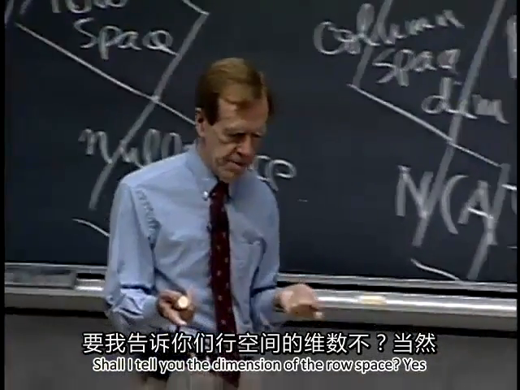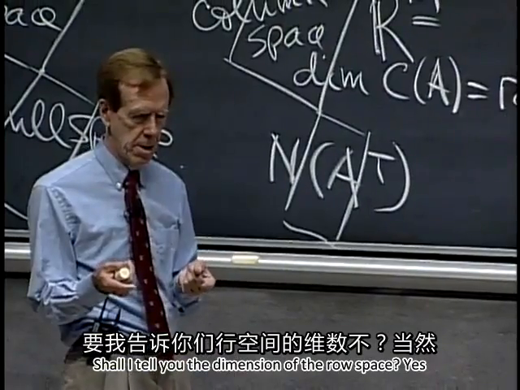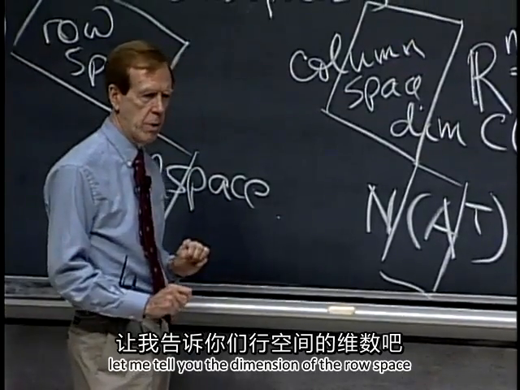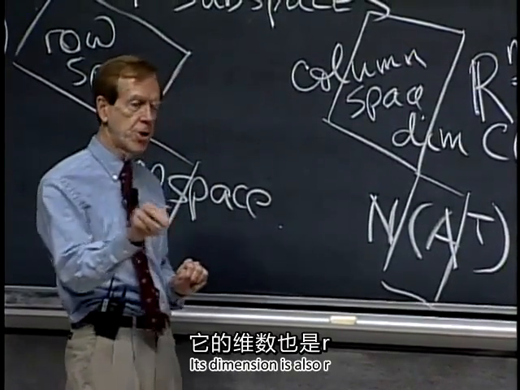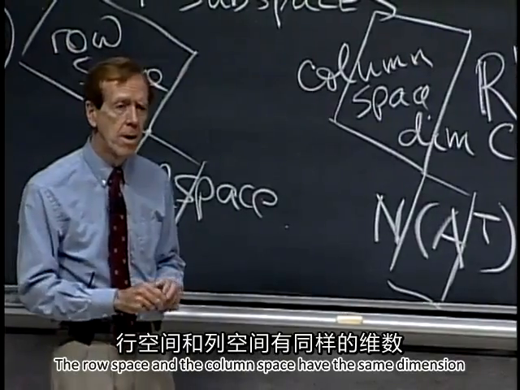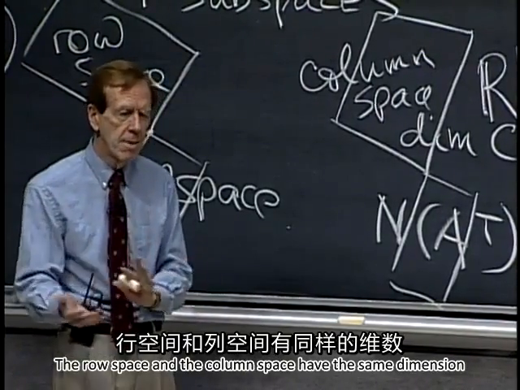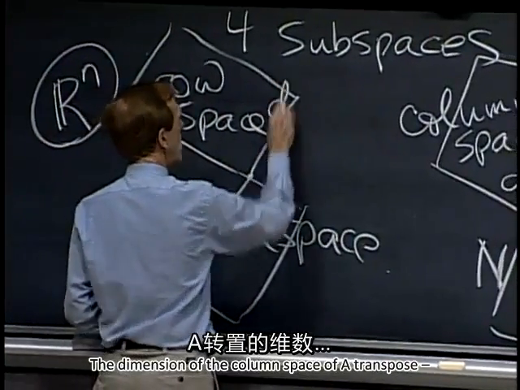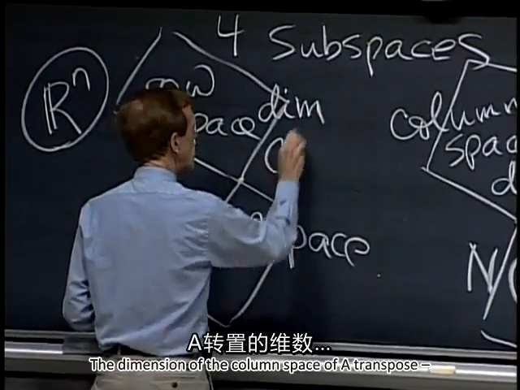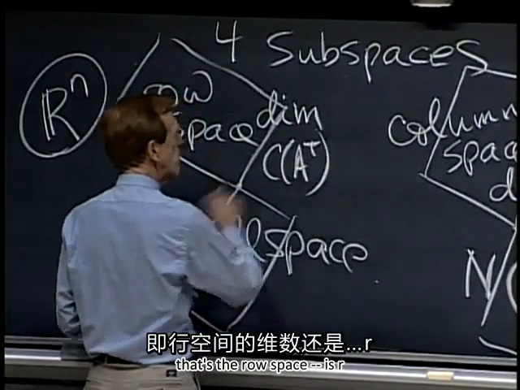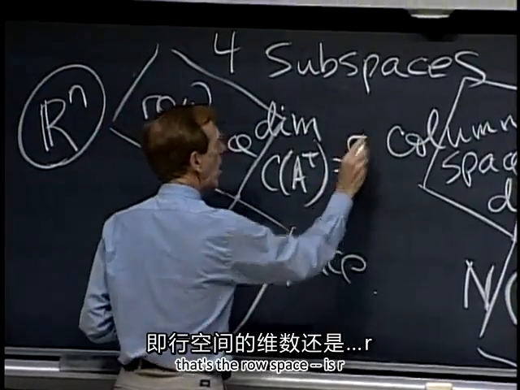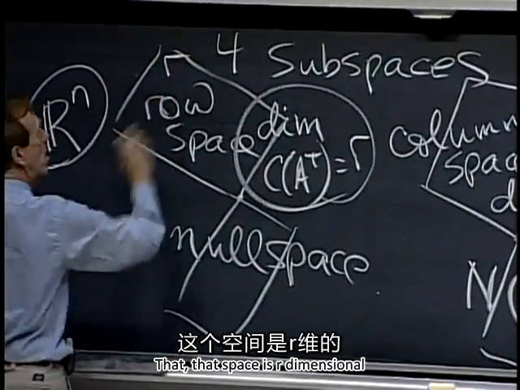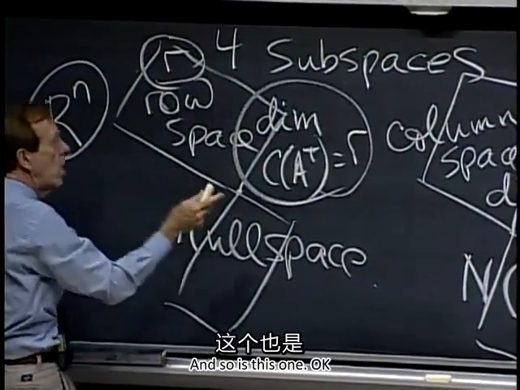Shall I tell you the dimension of the row space? Yes. Before we do even an example, let me tell you the dimension of the row space. Its dimension is also r. The row space and the column space have the same dimension. That's a wonderful fact. The dimension of the column space of A transpose, that's the row space, is r. That space is r-dimensional. And so is this one.